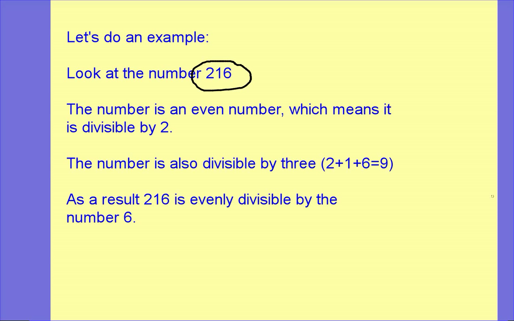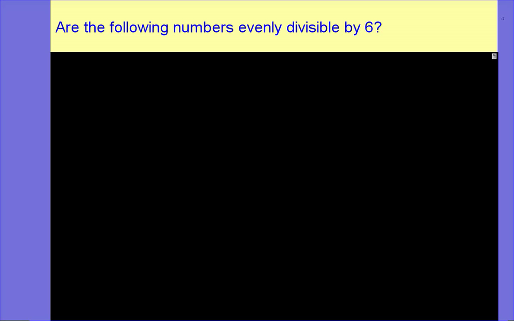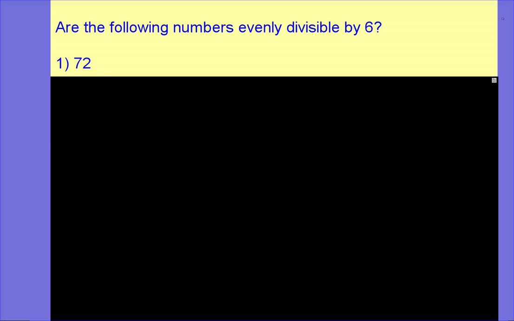It's an even number. 7 plus 2 is 9. 9, the answer is yes. 3072. Well, it's an even number, so it's divisible by 2. 3 plus 7 is 10, plus 2 is 12. 12 is evenly divisible by 3. 3072 is divisible.